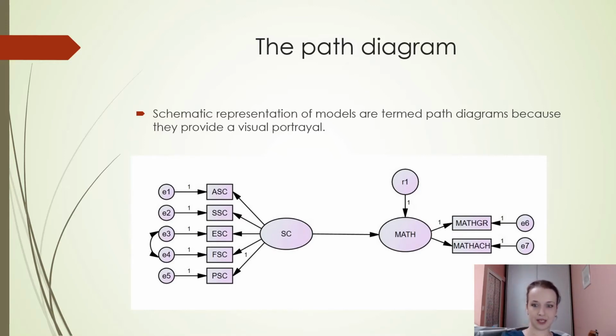For example, in this model, we see that there are two unobserved latent factors, self-concept and math, and 7 observed variables. 5 are considered to measure self-concept: academic, social, emotional, family, and physical, and 2 to measure math: grades and achievement. These 7 observed variables function as indicators of their respective underlying latent factor. You may be wondering, how did we construct this model?